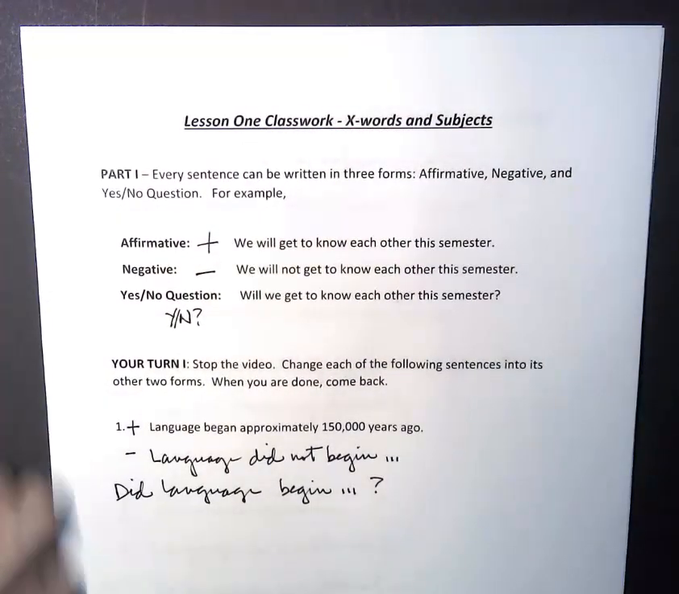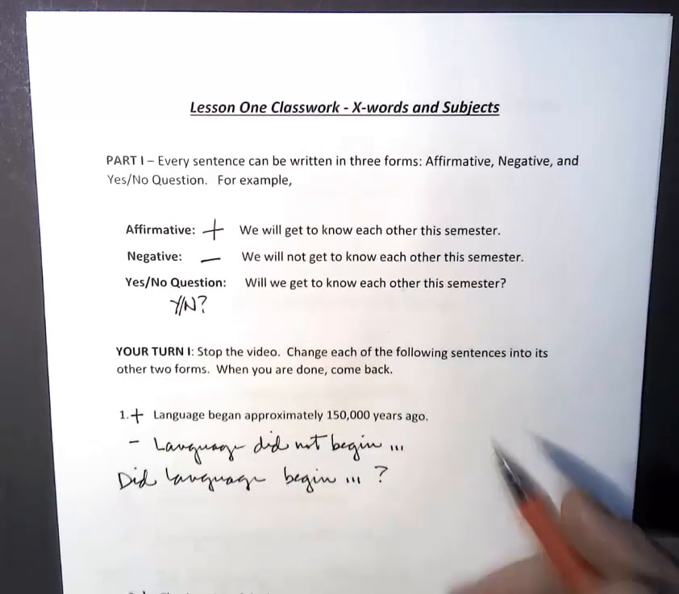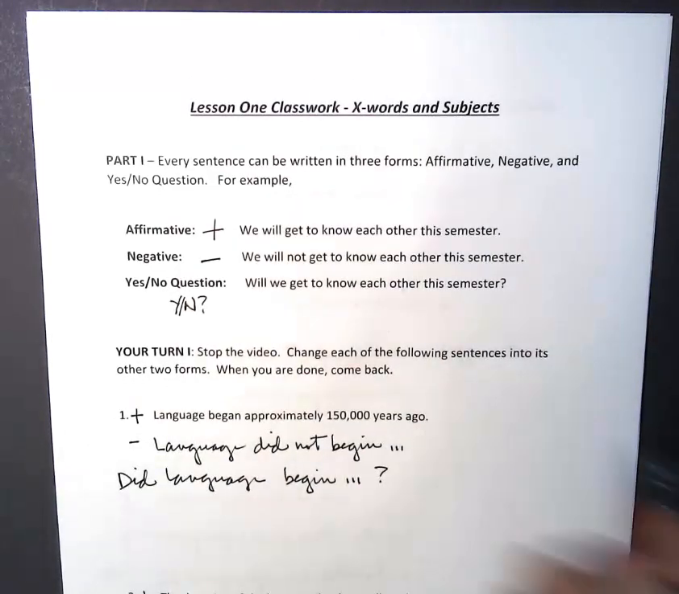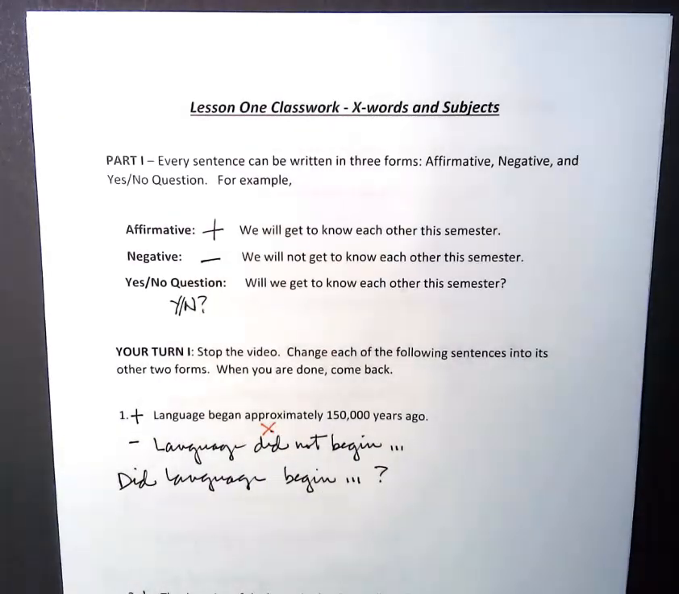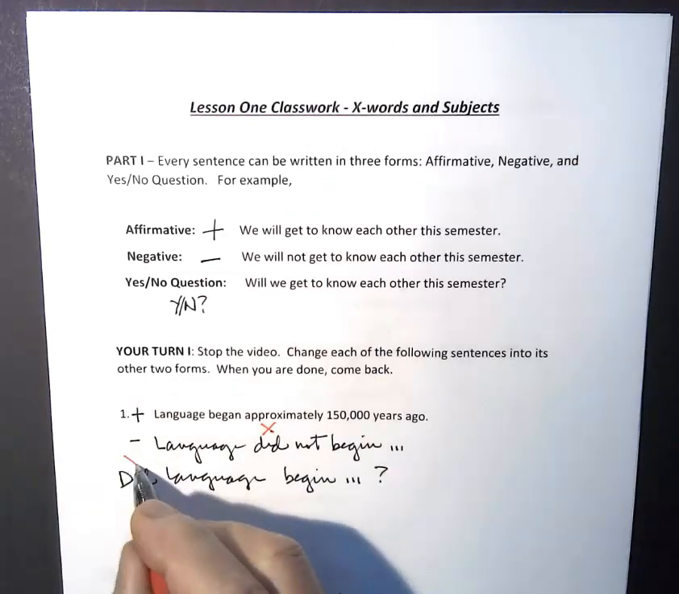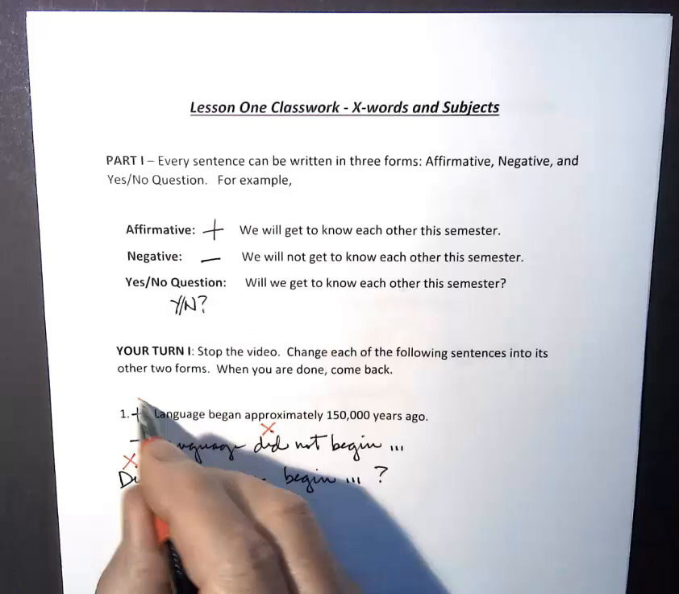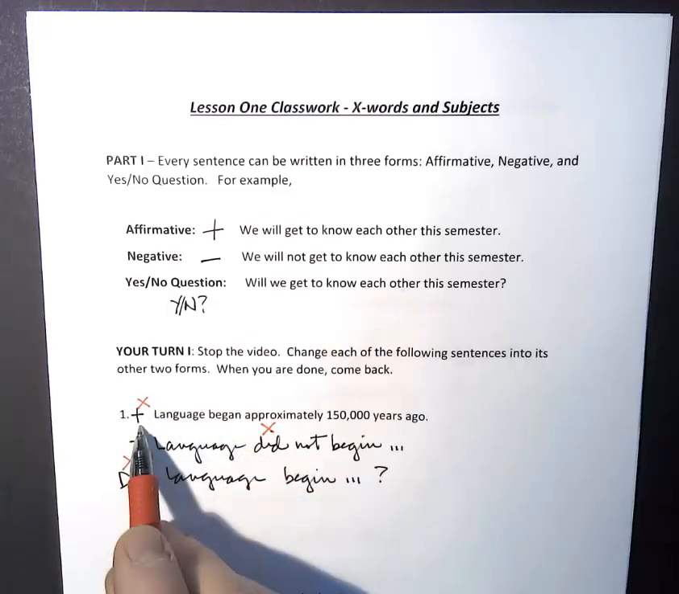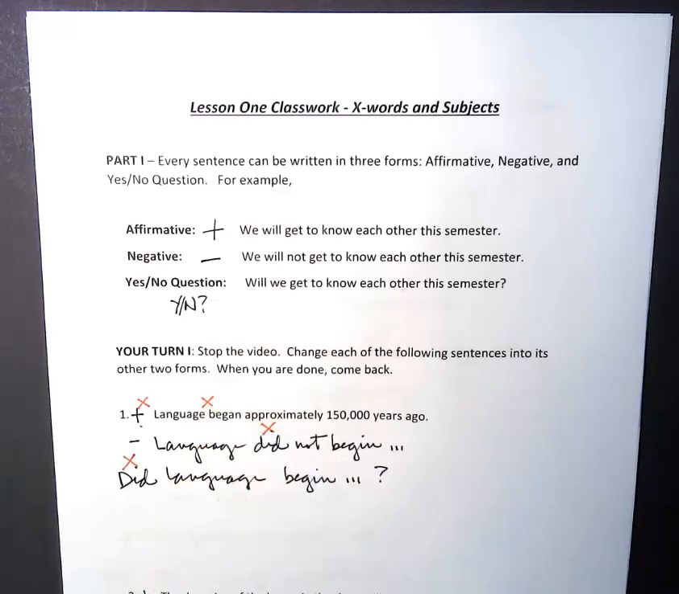Okay, welcome back, and let's take a look here. Language began approximately 150,000 years ago. So here is the X word did. Here's another X word did in the question. And so I see that here's one place to put the X word in front of language, and the second place is after language. This sentence has these two X word places.